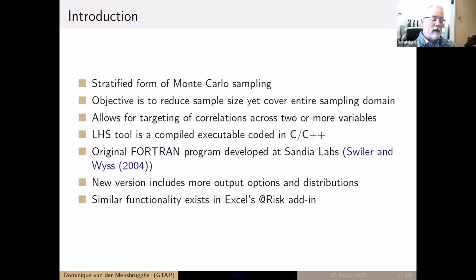The other really critical part of this utility is that you can target correlations across 2 or more of the variables you're sampling. This is particularly relevant in climate change, because for many of the parameters in the climate modules, we do know what the correlations are across the parameters. So it's really important to make sure that you're controlling for those correlations when you're doing your sampling.